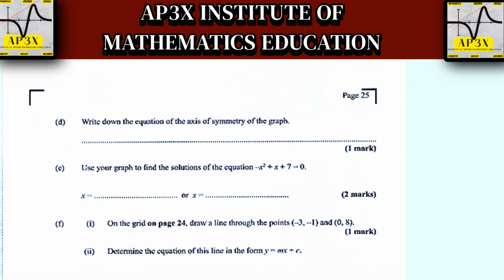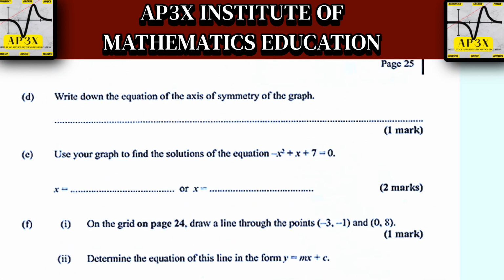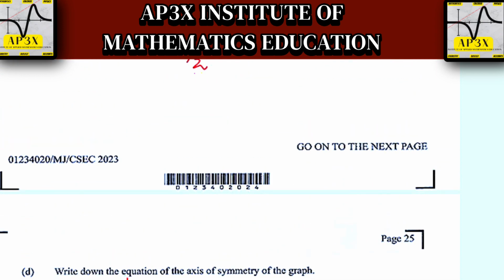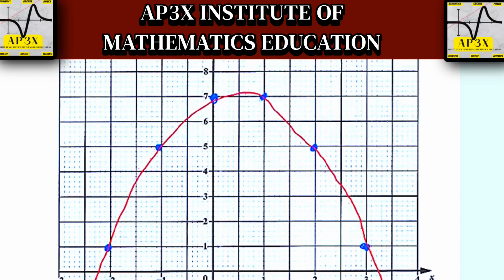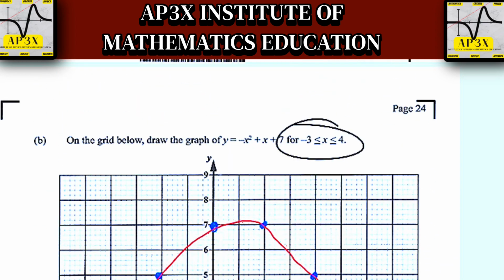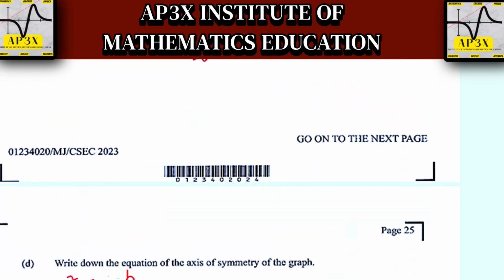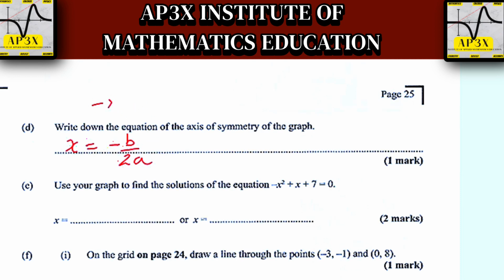Now it says write down the equation of the axis of symmetry. The axis of symmetry equation is going to be x equals minus b divided by 2 times a. That's the formula you can use to derive it. So where do I get my b and my a? Remember we have been given the equation of this graph, negative x squared plus x plus 7.